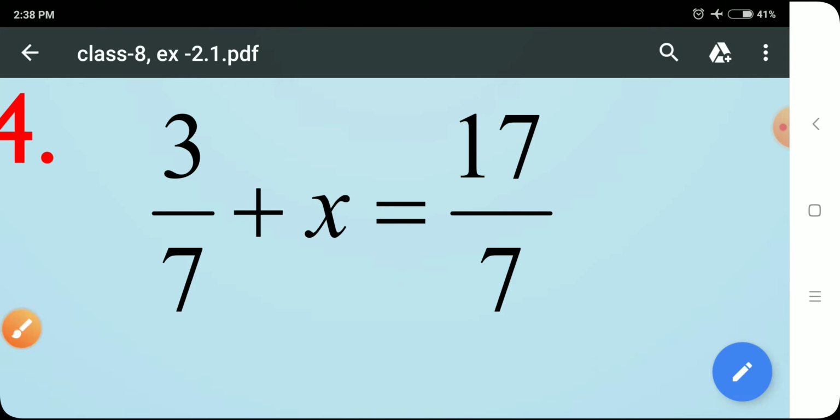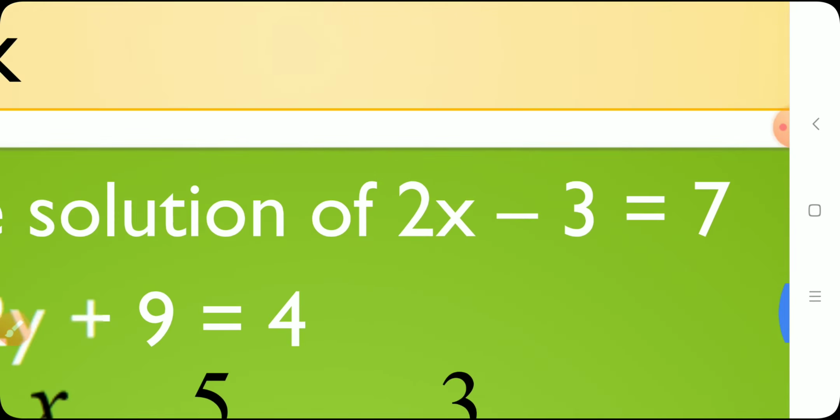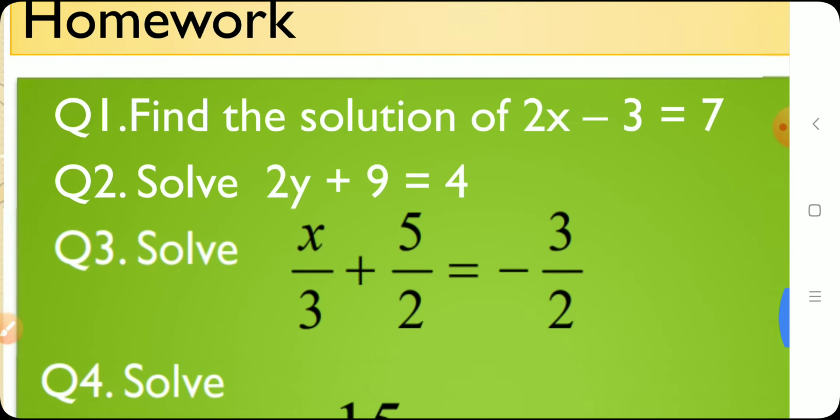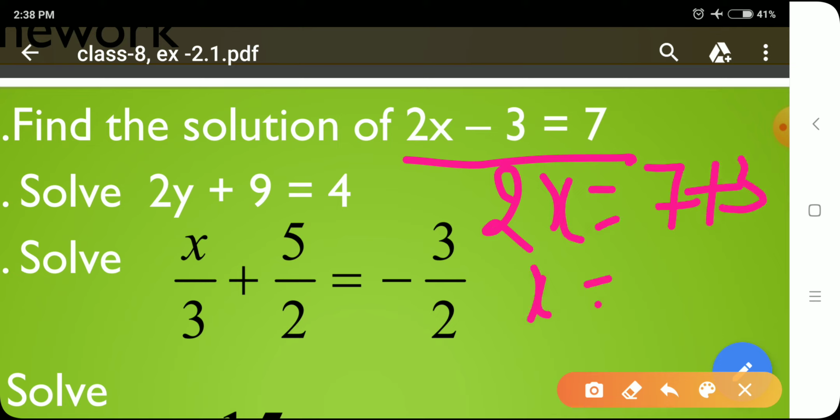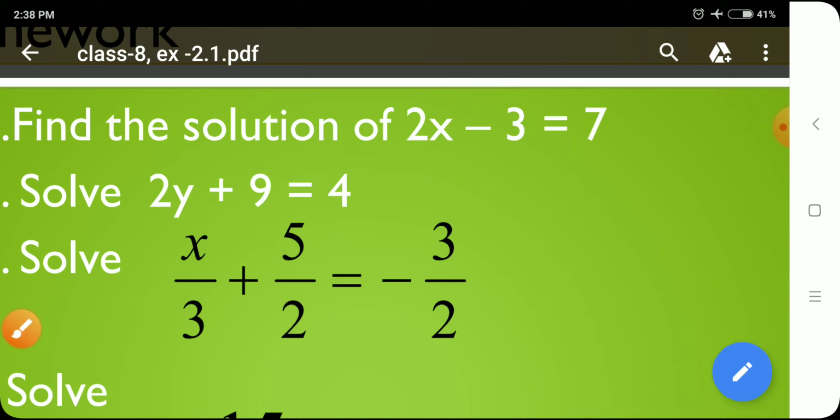Okay. Now there are some questions that you have to do yourself. First one is 2x minus 3 is equal to 7. Here you see 2x is written on the left hand side, and this minus 3 will become plus 3 on the right, so 2x is equal to 10, and x is equal to 10 upon 2. This 2 is in division. So you will get x is equal to 5. So x is equal to 5 will be your answer.